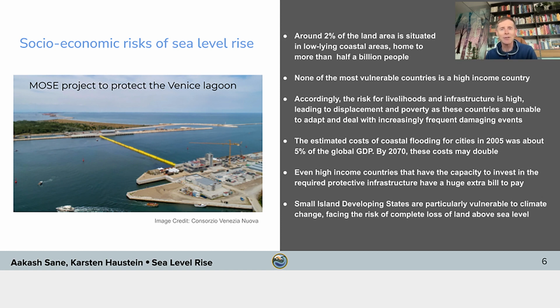Even high-income countries that have the capacity to invest in their required protective infrastructure have a huge extra bill to pay. The financial investment for low and middle income countries will almost certainly exceed their adaptive capability. Worse yet, small island developing states are extremely vulnerable to climate change in general. While they cannot significantly contribute to mitigation, they face a complete loss of land above sea level.